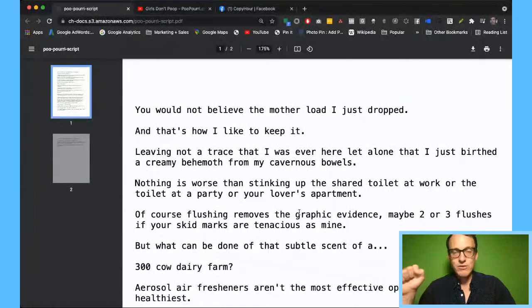But the first one, showing that you understand the problem deeply, takes experience, takes talking to people, takes a lot of research as well. So the problem solution lead is a fun one, but it can be tricky. Anyways, we've got these empathetic statements here. Nothing is worse than stinking up the shared toilet at work.